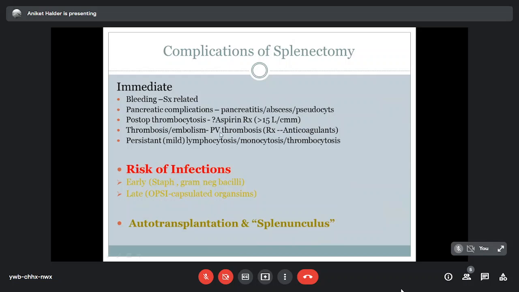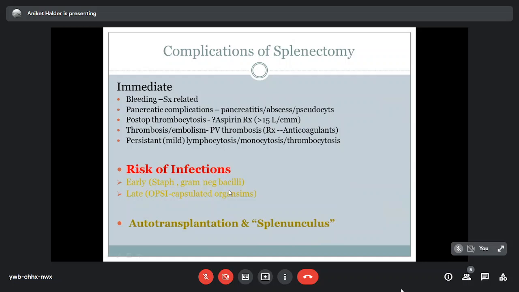Portal venous thrombosis can also occur as an immediate complication of splenectomy, in which anticoagulant should be used. And there can be lymphocytosis and monocytosis along with thrombocytosis in the patient, which can also persist lifelong. There is the early risk of infection, with staphylococcus or gram-negative bacilli. But what we are more concerned with is the late complication of infections by different encapsulated organisms.